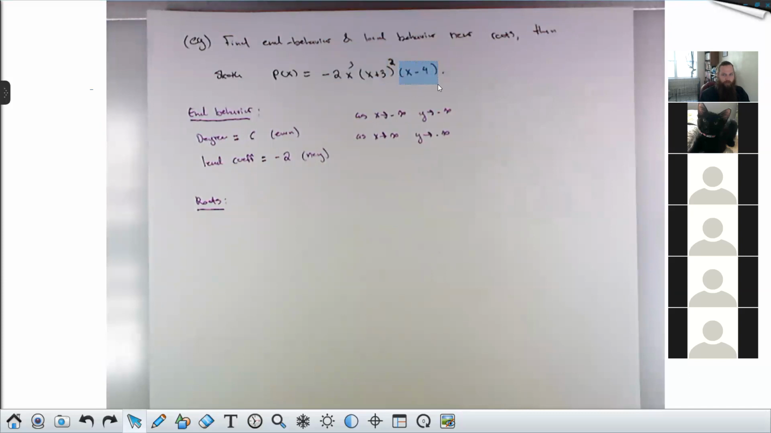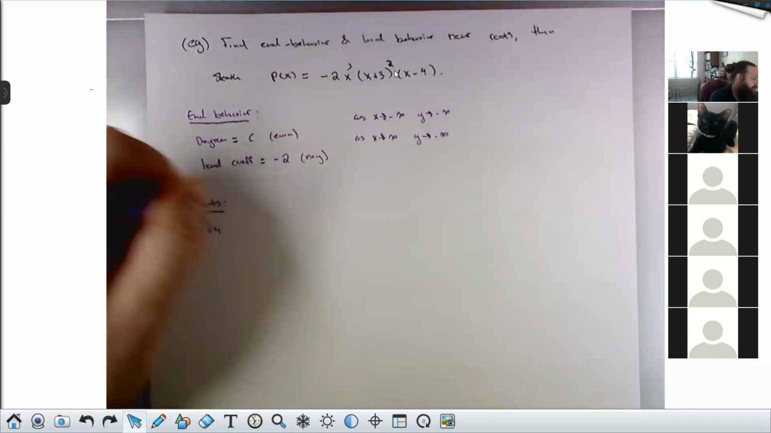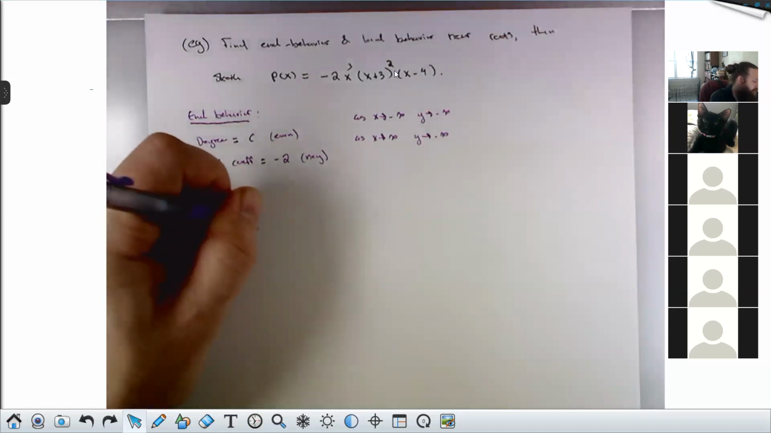Is it +4? Yeah, 4, right? X minus c is a factor. Is that theorem? X minus c is a factor means x equals c is a root. So one of our roots here is x equals 4. What's its multiplicity?